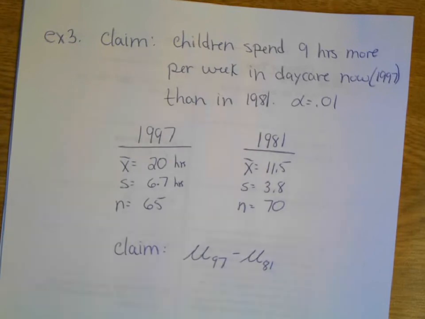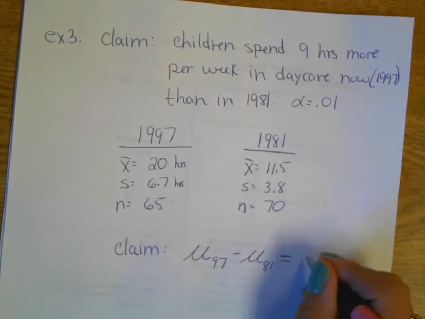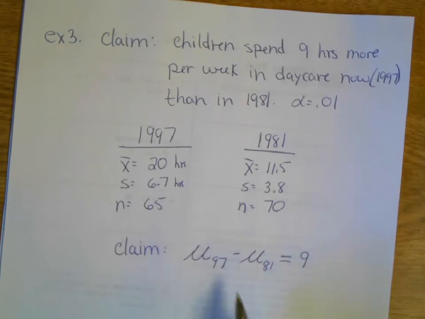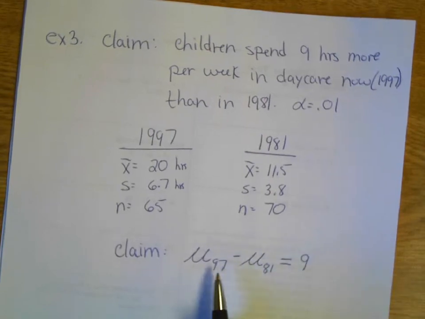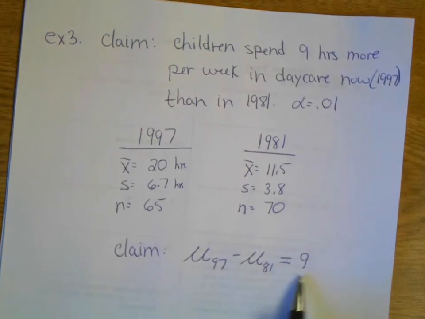What are we saying that means? It is equal to 9. Does this say that they spend 9 hours more per week in 97 than in 81? Does the sentence say that? If I had done 81 minus 97, how would this sentence have changed? Negative 9. So you can write it either way. Either one can come first, but you just got to know what to do with the number.